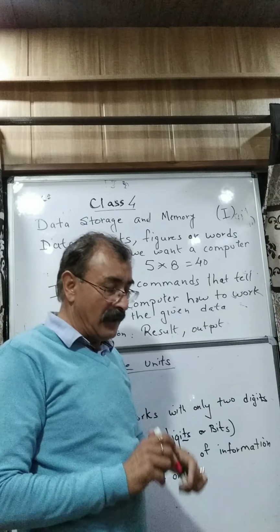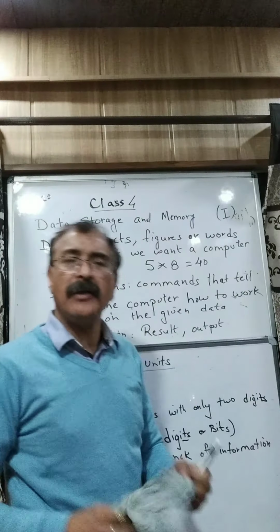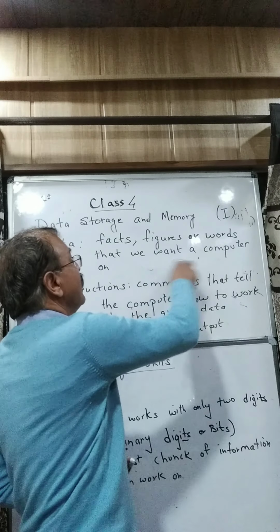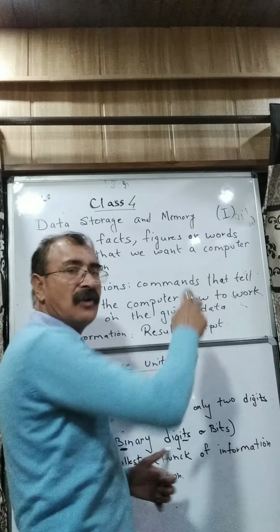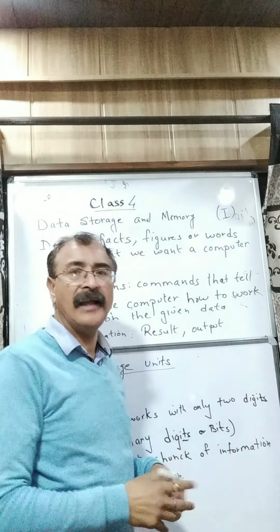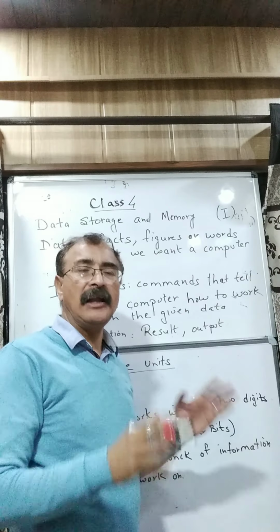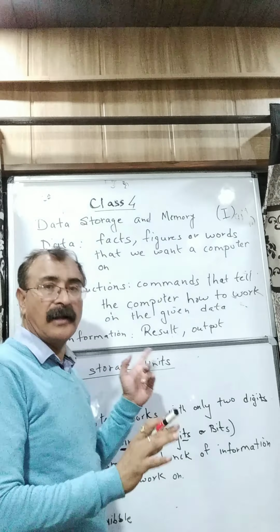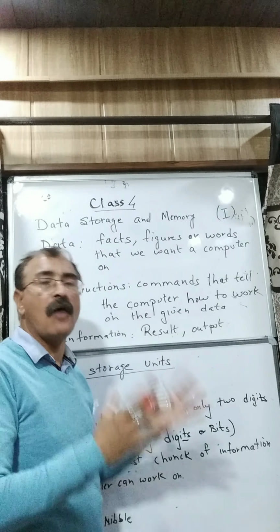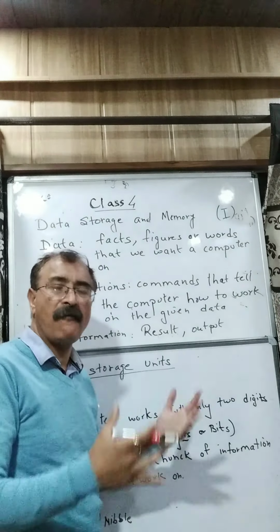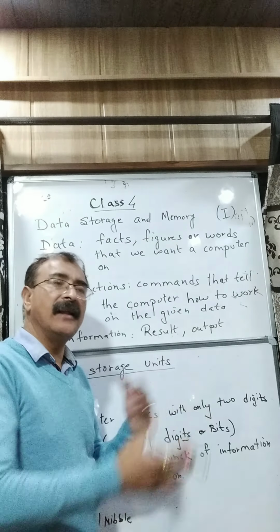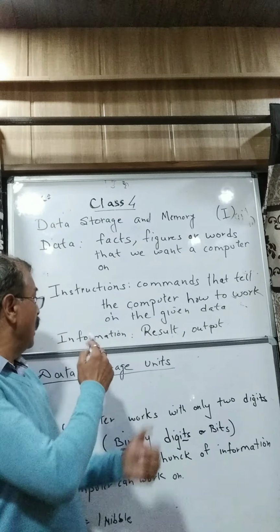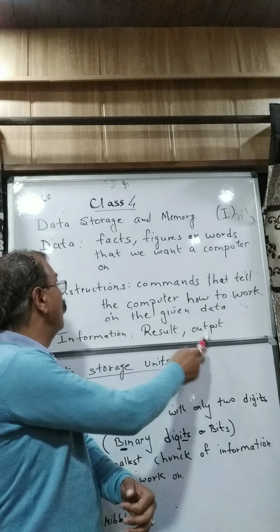In simple language, you have to understand what is data. Whatever you type, your name, your age, your class, your address, that is all data. Then the computer will process that and give some meaningful information, which is the result or output. So data means raw facts, not arranged. Then it is arranged by the computer according to a command, and the computer gives you the information, the result, or the output.